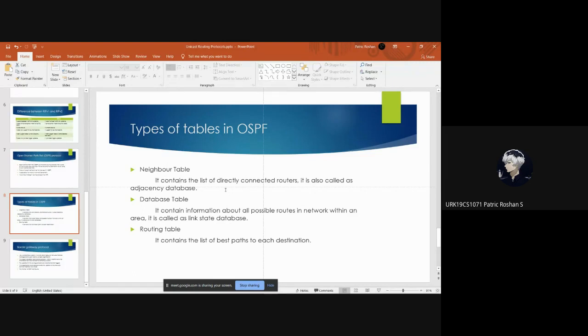The database table contains information about all possible routers in the network within the area, and it is also called the link state database. And the routing table, we know, will contain the list of best paths to each destination. So these are the tables present in OSPF.